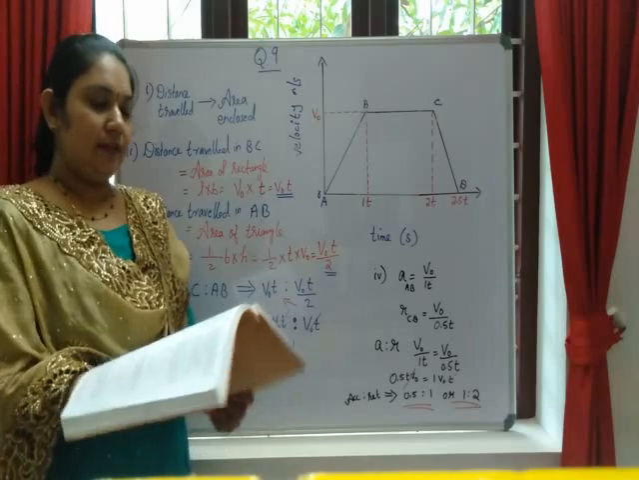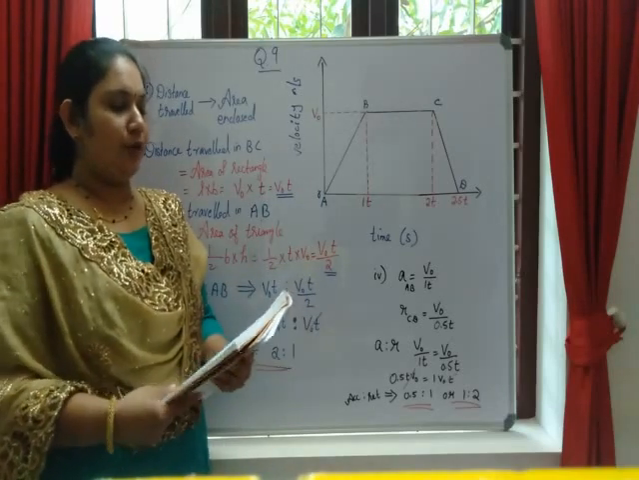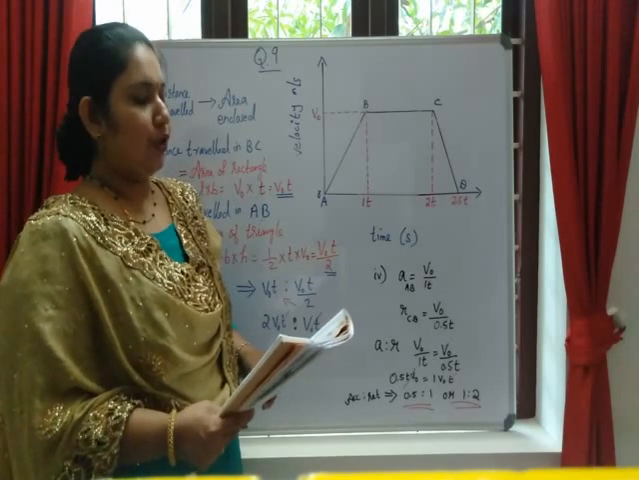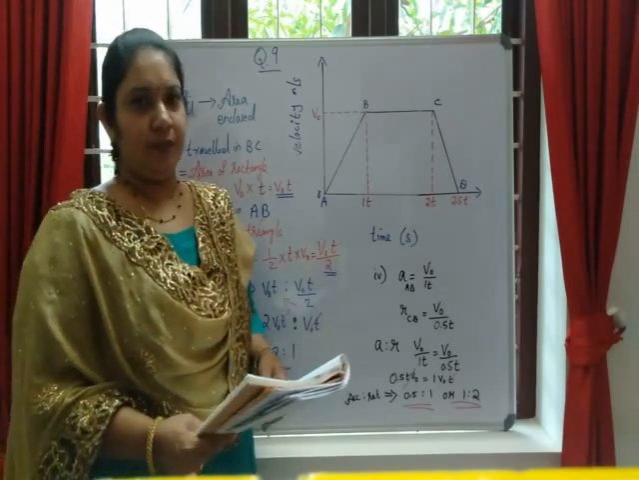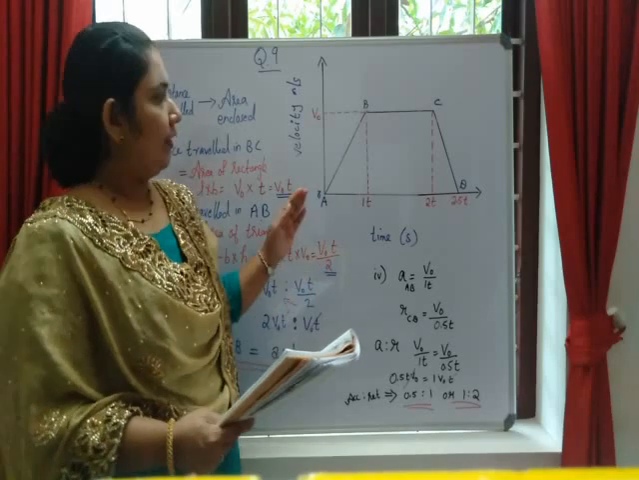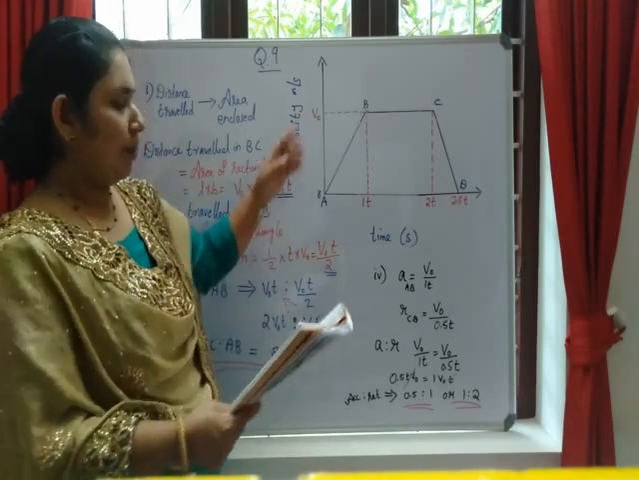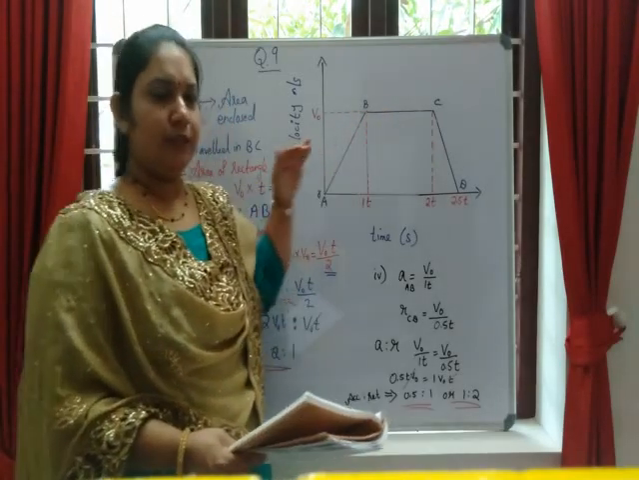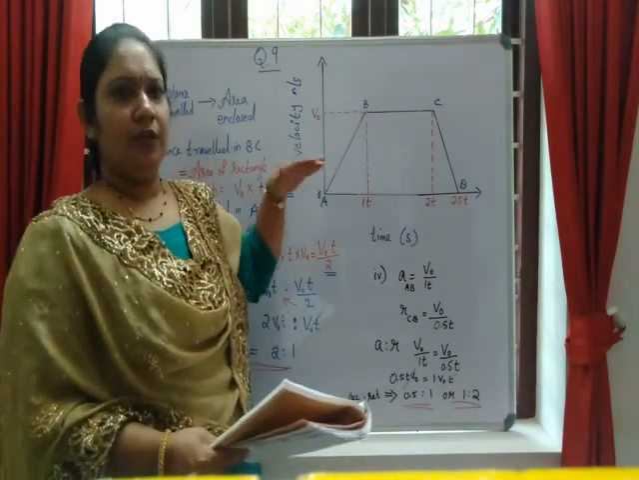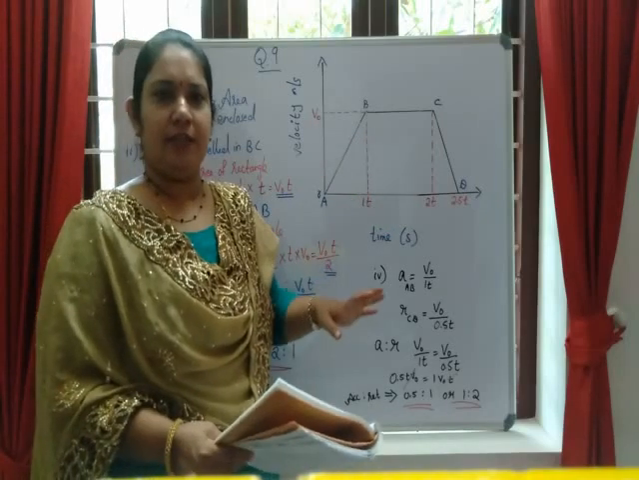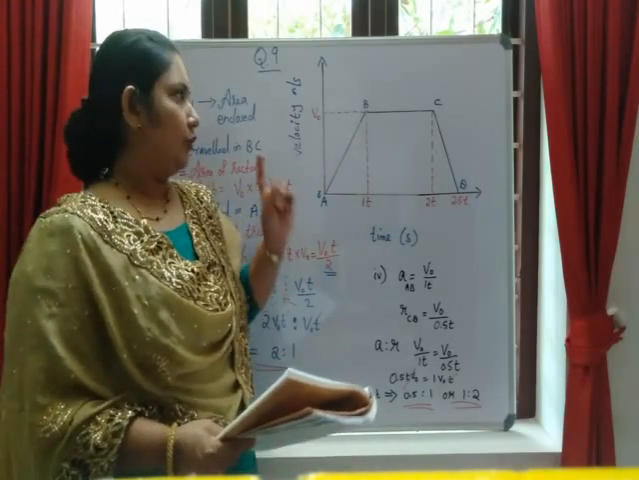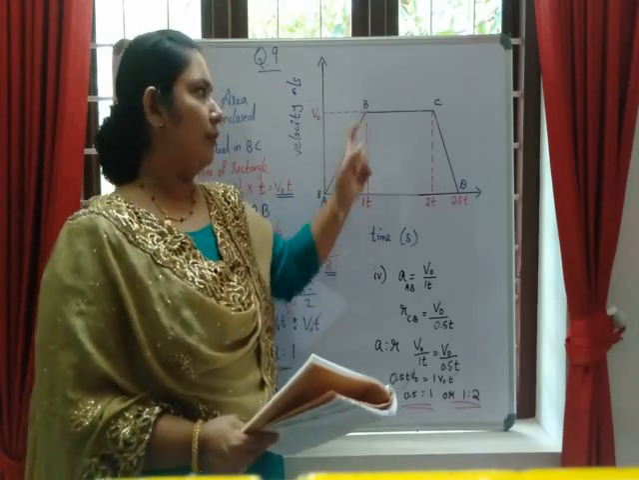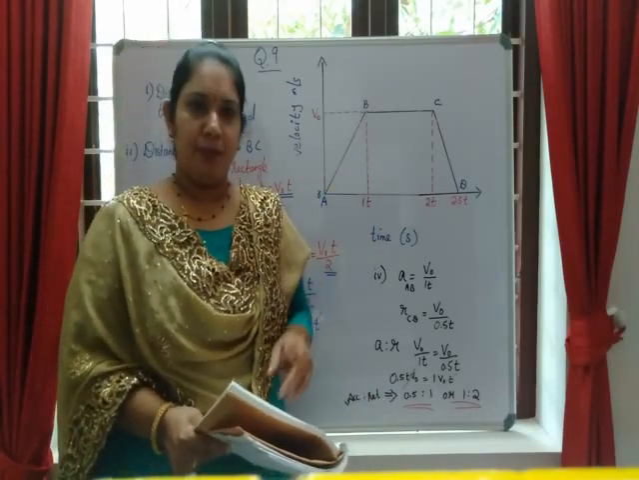Okay. Then the third sub question is, which part of the graph shows the motion with uniform velocity? So how is it uniform velocity? Which part is showing uniform velocity? The answer is BC. That is, it is going at the same velocity. It is not increasing, not decreasing. It is moving at the same velocity. So the answer is BC. You don't want to calculate anything directly from the graph. You can write the answer BC.